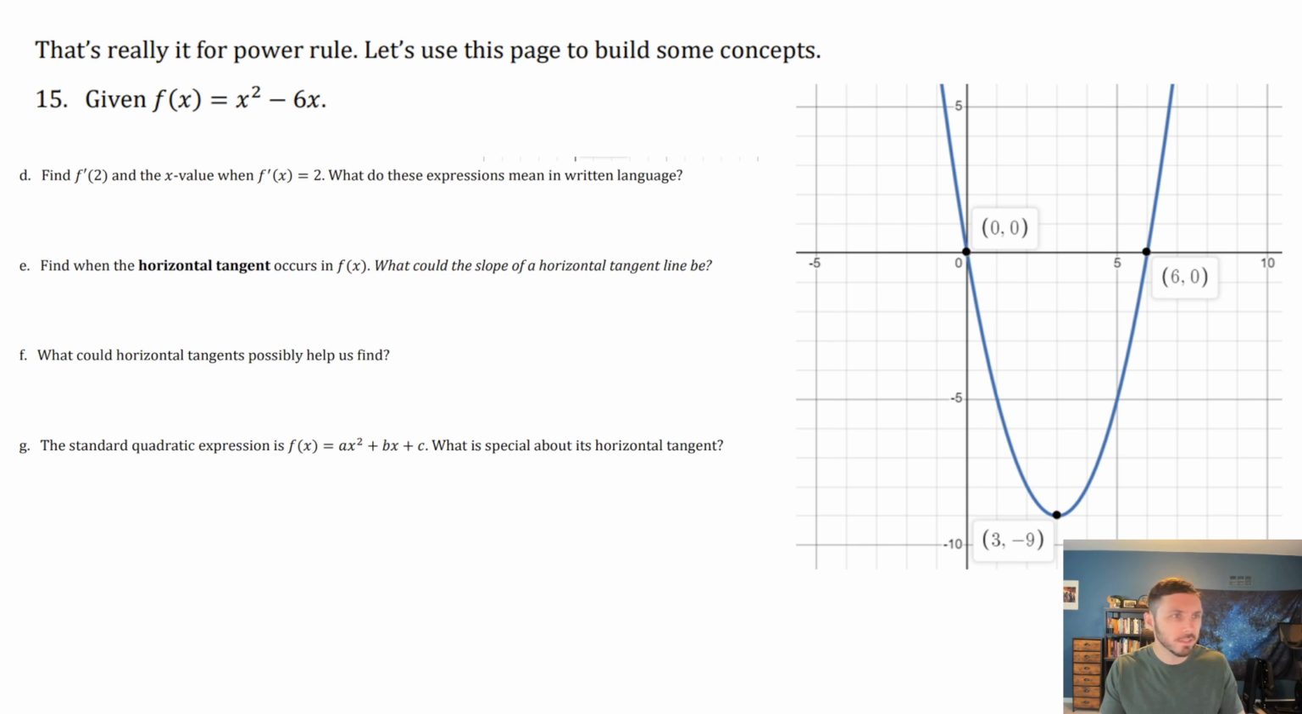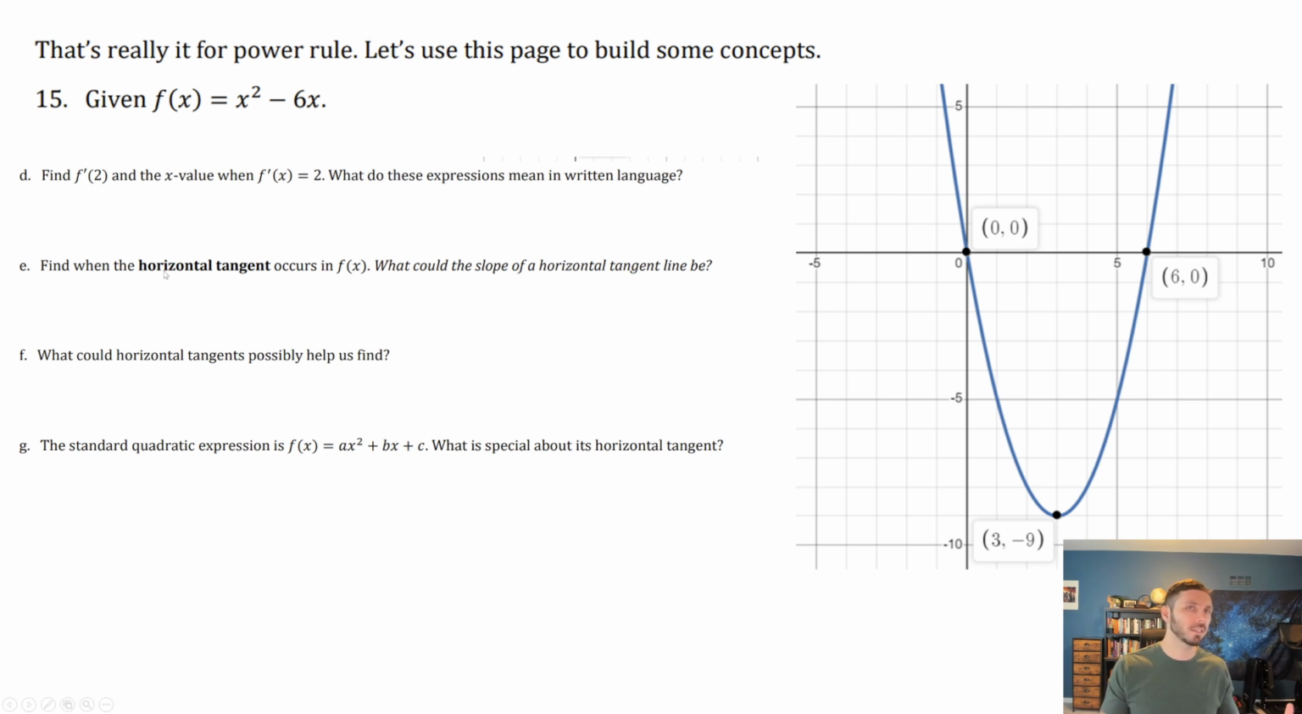Some other things, so find f prime of 2, and then what does it mean to find f prime of x is equal to 2, right? So these are different things. The derivative evaluated at 2, and then when the derivative is 2. These are two different ideas. This is finding the slope at an x value of 2. This one's finding when you have a slope of 2. So, I don't know, re-listen to that like once or twice. Some people need to. What do these expressions mean in written language?